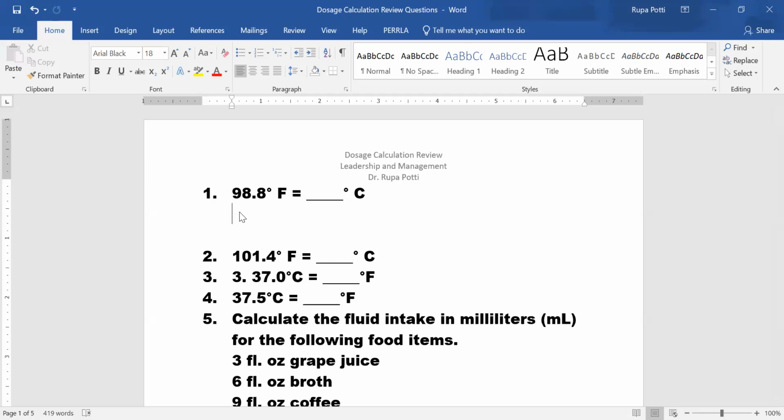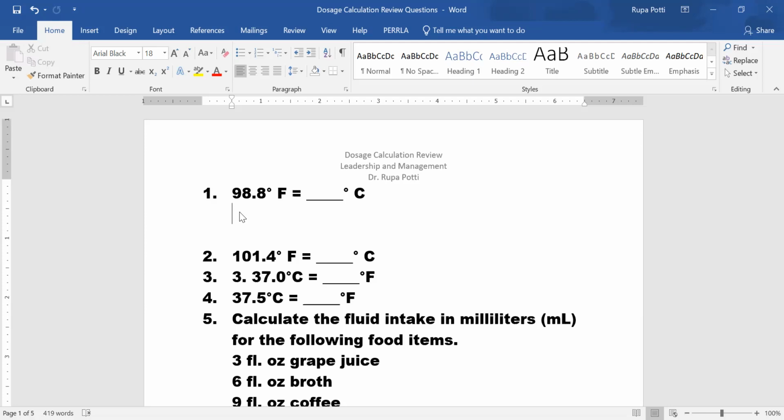I'll be going over conversions, which are very important, like centigrade to Fahrenheit and Fahrenheit to centigrade. I'll be looking at some of the PO, IM, IV medications and also IV drips, which is very important. We'll also be looking at some IV fluids. Again, all of this is something that you know, but a quick review.